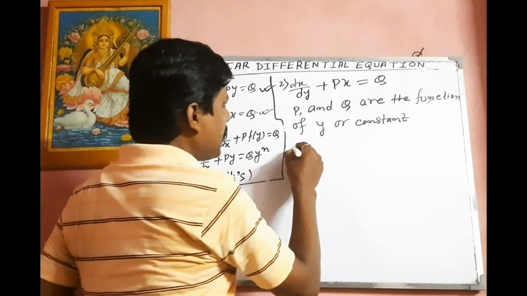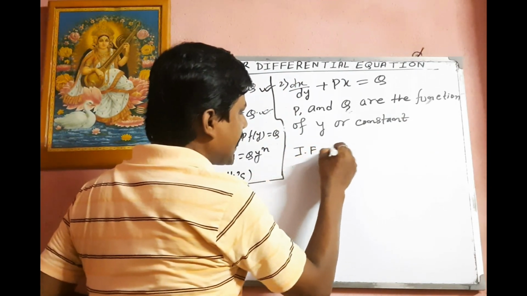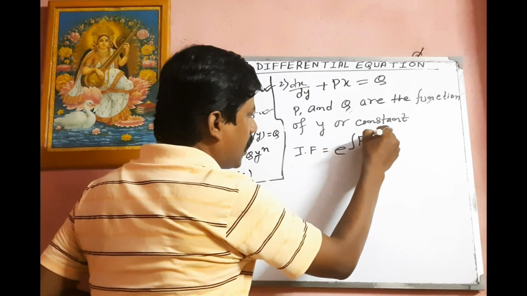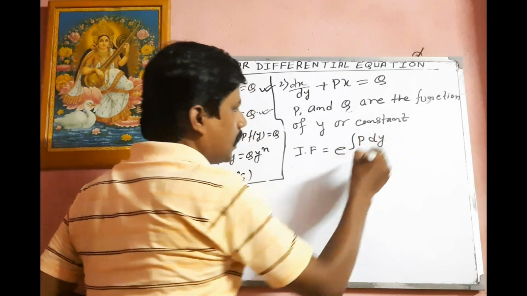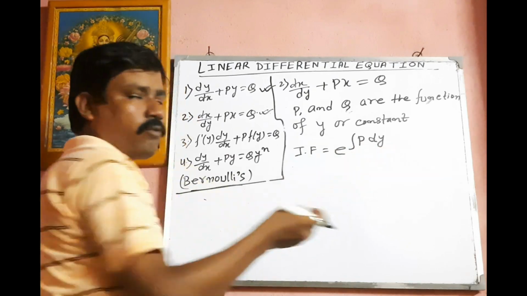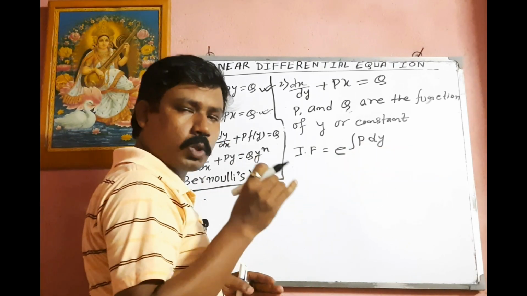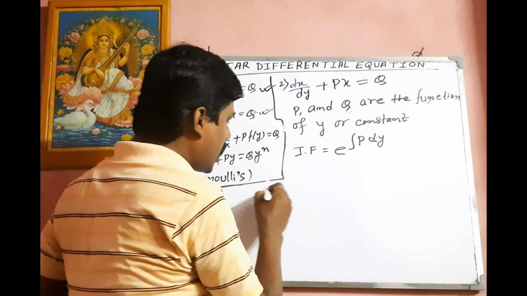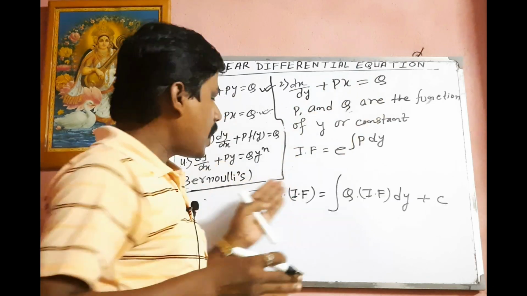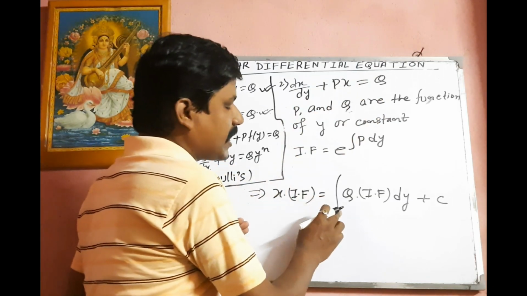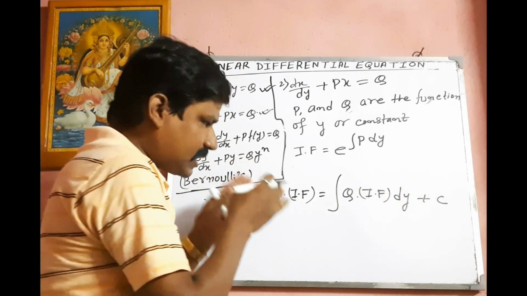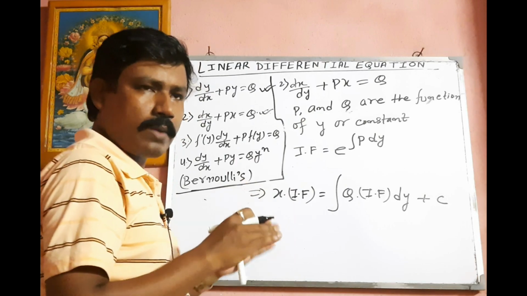And now IF, that is the integrating factor for the second kind, is equal to e to the power integration of P dy. Here integration is with respect to dy, and in the first kind integration is with respect to dx. So the solution of the given equation of that type is x times IF is equal to integration of Q times IF dy plus C. This is the complete second kind theorem.